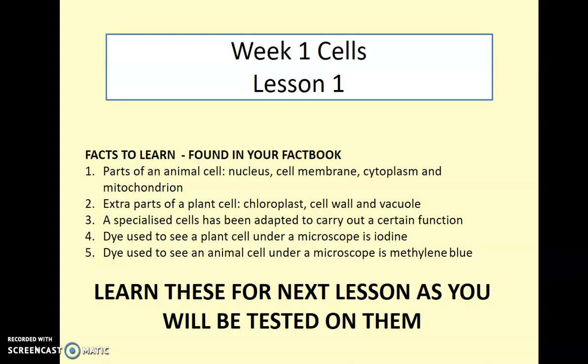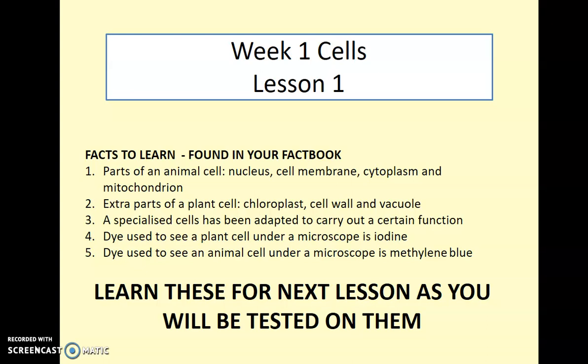So hopefully from that little bit of a PowerPoint show, you've learned these facts. They can be found in your fact book. Make sure that you learn them, as I will be testing you on them in the starter of the next lesson. So hopefully you shall know parts of an animal cell: nucleus, cell membrane, cytoplasm and mitochondrion, and the extra parts that exist on a plant cell are the chloroplast, cell wall and vacuole. You've then got a specialised cell, which is something that's been adapted to carry out a certain function, like your red blood cell or your root hair cell.